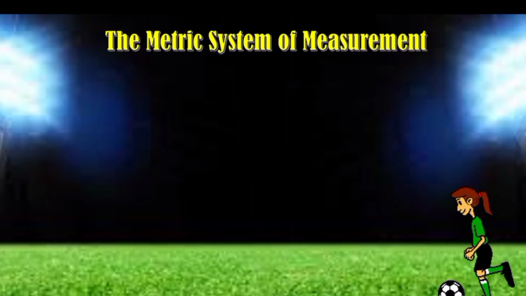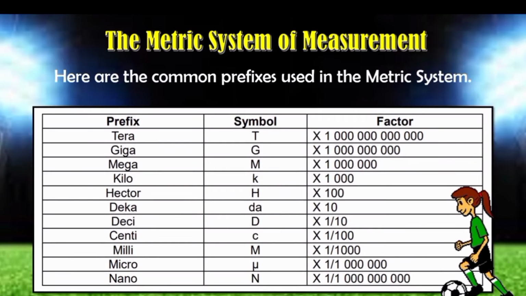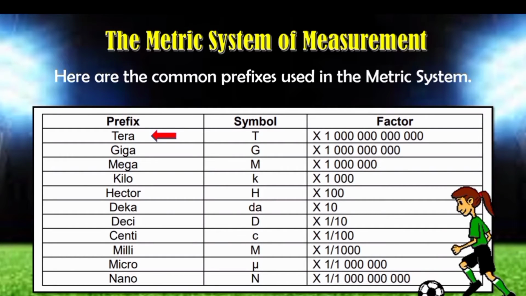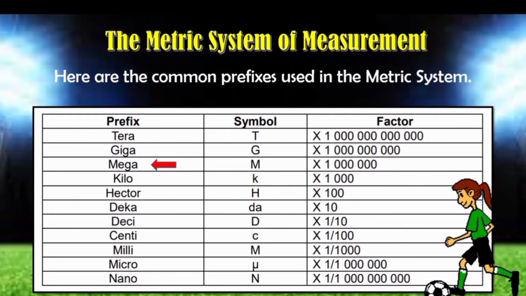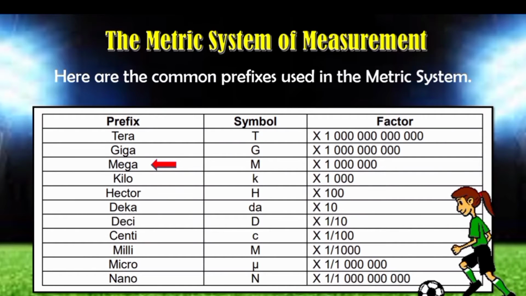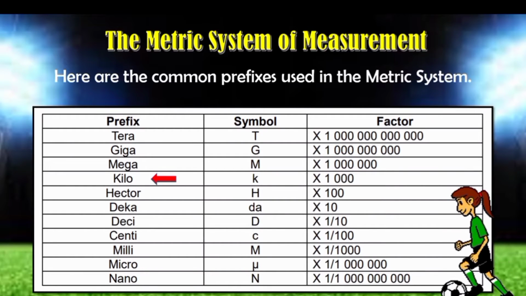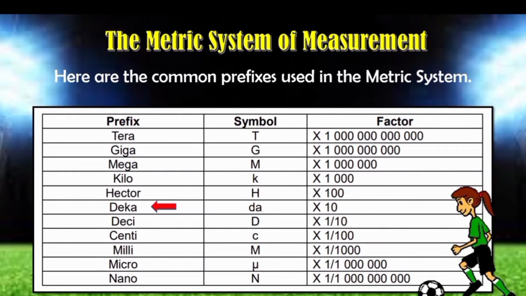Metric system of measurement. Here are the common prefixes used in the metric system. For the first prefix, we have tera. The symbol is T and the factor is multiplied by trillion. Next one is giga. The symbol is G and multiplied by billion. Next is mega. The symbol is M and the factor is multiplied by 1 million. Next is kilo. The symbol is K multiplied by 1000. Next is hecto. The symbol is H and the factor is multiplied by 100. Next is deca with the symbol DA. The factor is multiplied by 10.